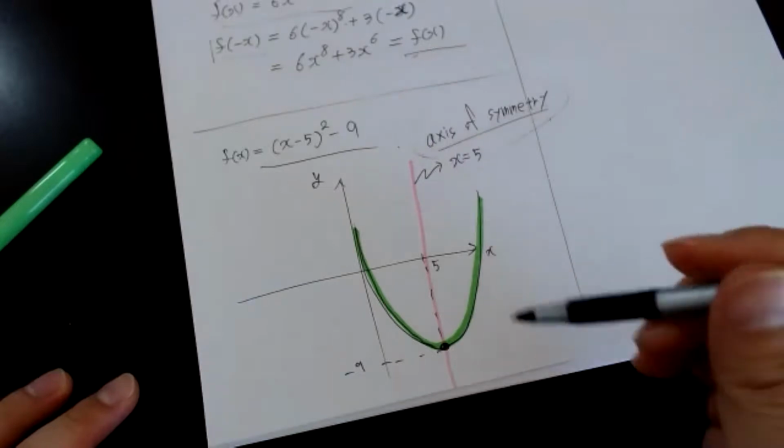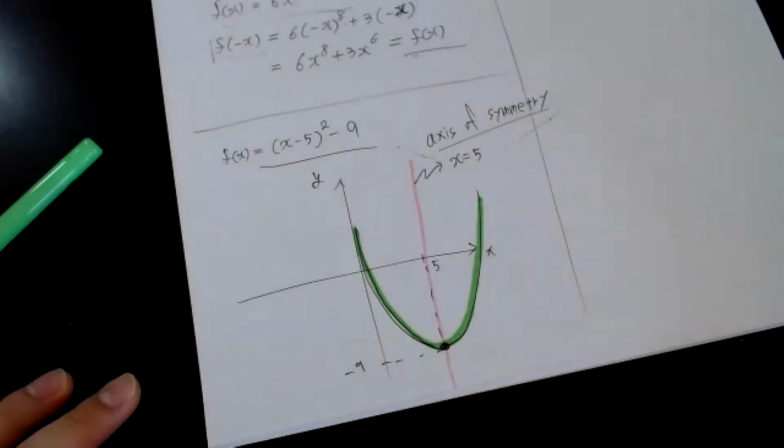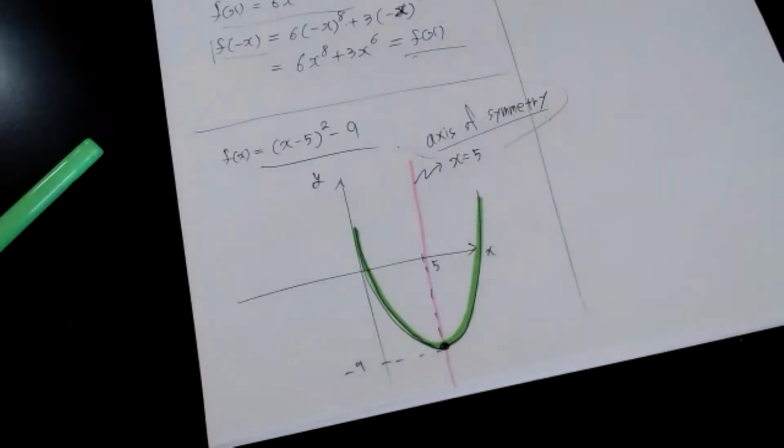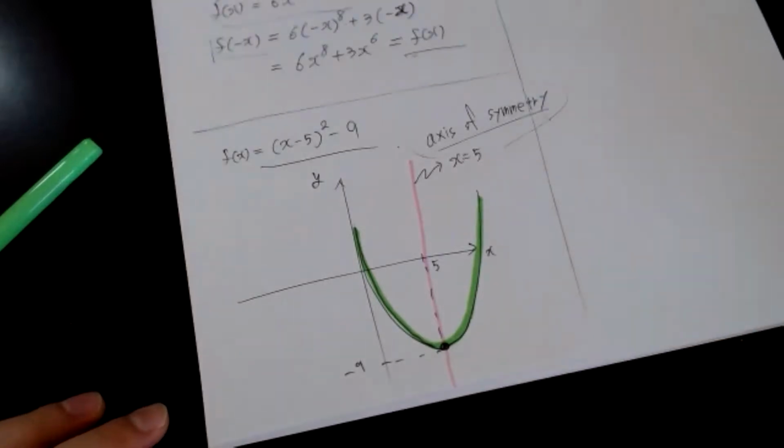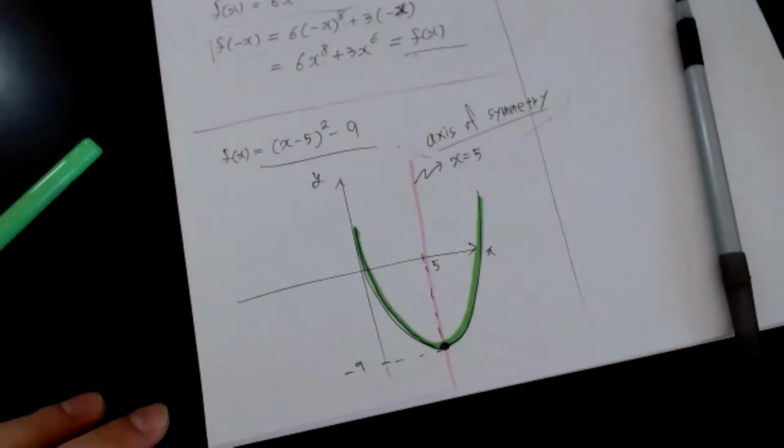Every single parabola has an axis of symmetry. That means every single quadratic function has an axis of symmetry, because the graph of a quadratic function is a parabola. It means that every single quadratic function is symmetric about its own axis of symmetry. So that's the meaning of symmetric about the vertical line, and this is one particular example.